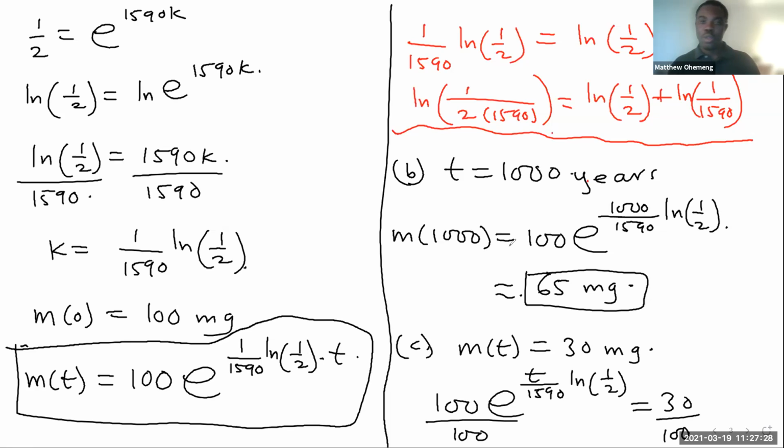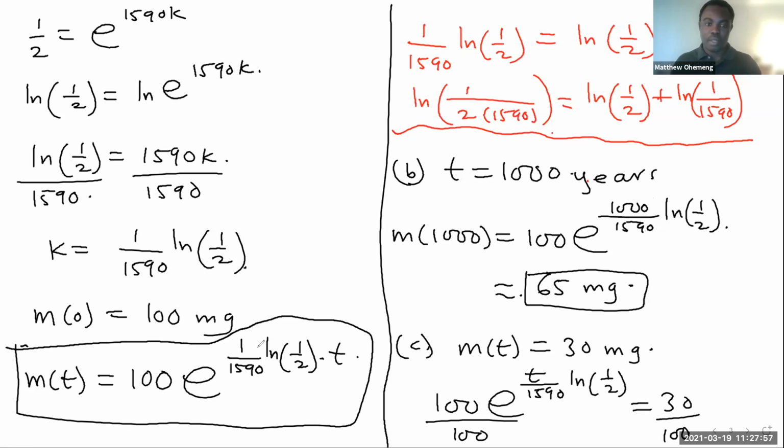For part B, it's asking us what is the mass remaining at 1,000 years. So that means that t is 1,000. So I'm just plugging the 1,000 into the formula that I obtained. Don't forget that the formula is the mass at any time t. So m of 1,000 is just wherever you see the t, put the 1,000 there.